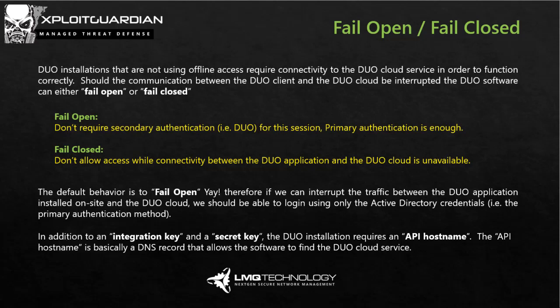Firstly, it could choose to fail open, which means that the primary authentication method, in this case our Active Directory credentials, are enough, with secondary authentication, i.e. DUO, not being required. Fail closed, on the other hand, means if the DUO cloud service is unavailable for any reason, all RDP connections to that server should be denied. With default DUO installations, the default is to fail open.